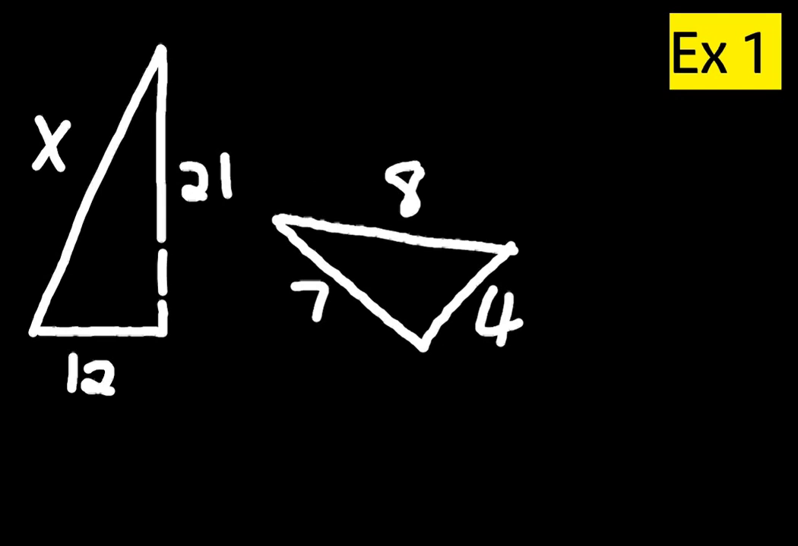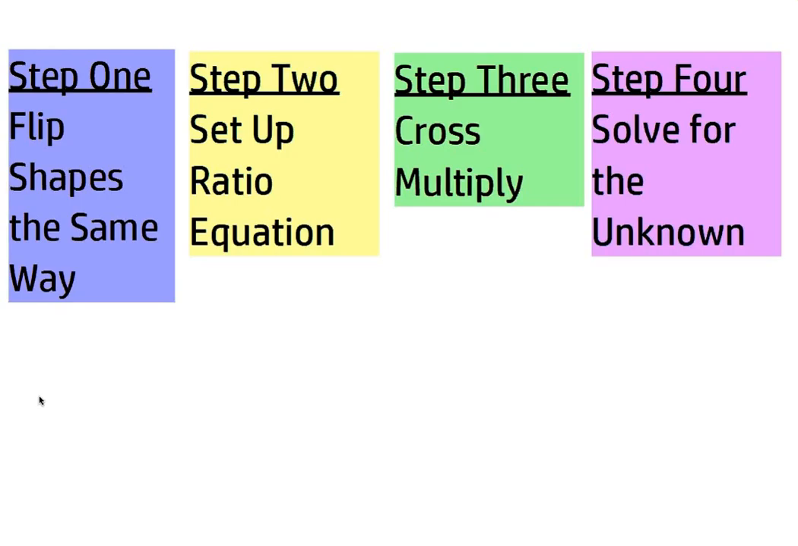Okay, good. So here we have, now first of all, one of these is bigger than the other, but they're still similar, right? They're similar because, well, it says so on the worksheet, they're similar. But if you divide any two side lengths, you'll get the same number back. So our step one is going to be the same from step one from yesterday, which means you want to flip the shapes the same way.